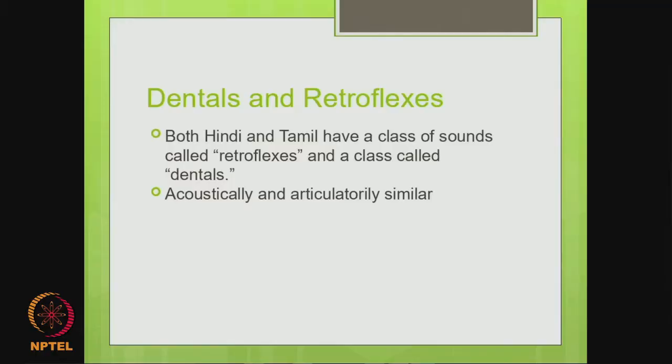So I'm going to be focusing on two sounds that many of you are probably familiar with, dentals and retroflexes. Both Hindi and Tamil have this class of sounds that are called retroflexes. These are the duh sounds, and a class that are called dentals. These are the duh sounds. And these are acoustically and articulatorily similar.